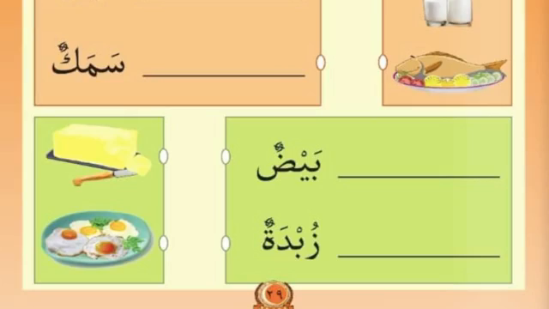And zubdatun. Zubdatun, butter. Is butter a male word or female word? Yes, it's a female word because there is a ta marbuta at the end of it, right? Ta marbuta, like the round ta. So whenever you see a ta marbuta, it means that word is a female word. So you must use hadihi. You say hadihi zubdatun.